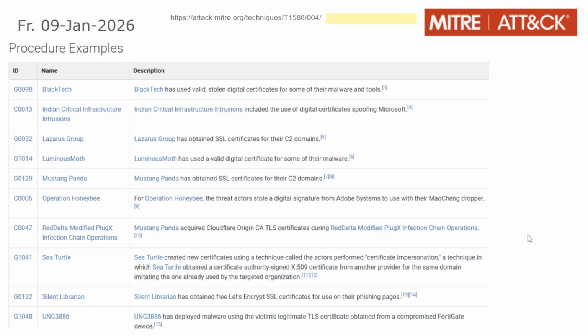BlackTech has used valid stolen certificates for some of their malware and tools. Then Indian critical infrastructure intrusion. That's a campaign. Oh, that's not a name, that's just, okay, a general description. It included the use of digital certificates spoofing Microsoft. Okay, Lazarus Group has obtained SSL certificates for their C2 domains.